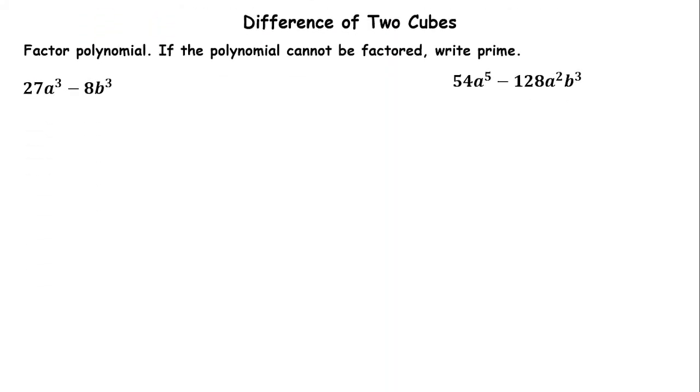These two questions are for your practice. Let me give you one hint here. Which formula am I going to use here? a cube minus b cube. The formula is a minus b, a squared plus a times b plus b square.